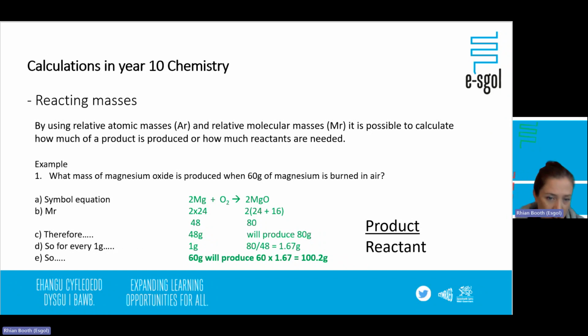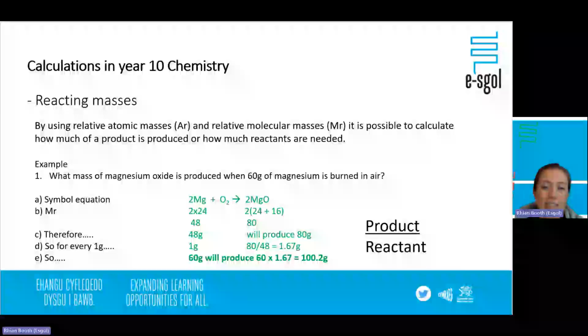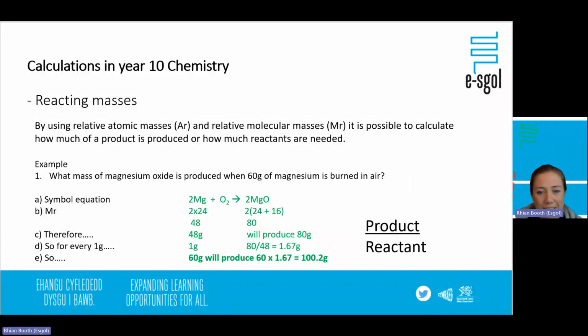So for every 1 gram of magnesium, I know that 80 divided by 48, okay, so product divided by reactant, gives me 1.67 grams of magnesium oxide. So 1 gram of magnesium will give me 1.67 grams of magnesium oxide. Okay, that is the point where you could go wrong. So just remember, in this instance, product divided by reactant, because you are trying to calculate the mass of the product. Okay, so that's why you divide product over reactant in this instance.